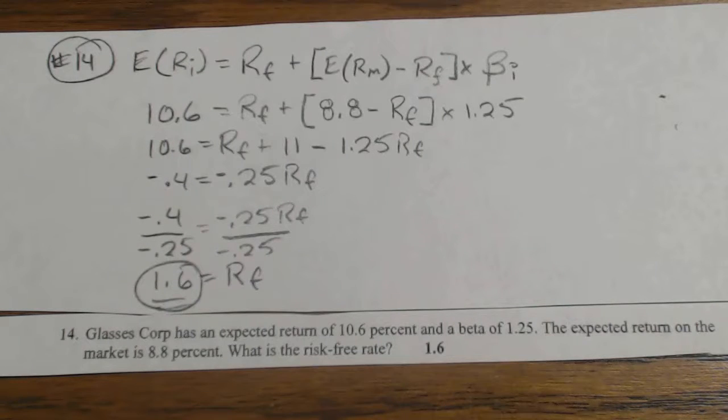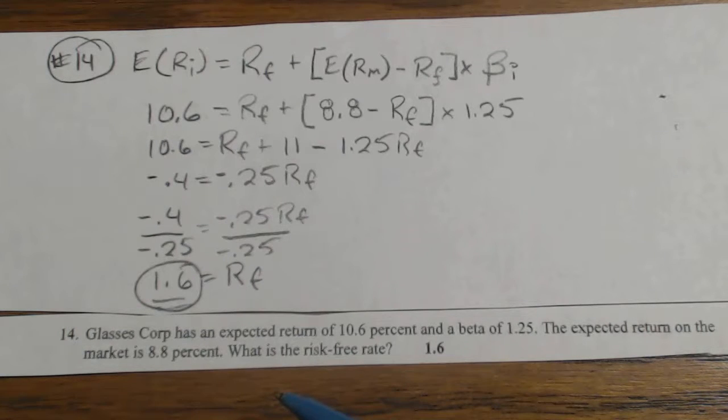Okay, this is Business 342, page 81, problem number 14. I would hope you'd take a look at this, even though it's not part of your homework. Okay, Glasses Corp has an expected return of 10.6% and a beta of 1.25. The expected return on the market is 8.8%. What is the risk-free return?